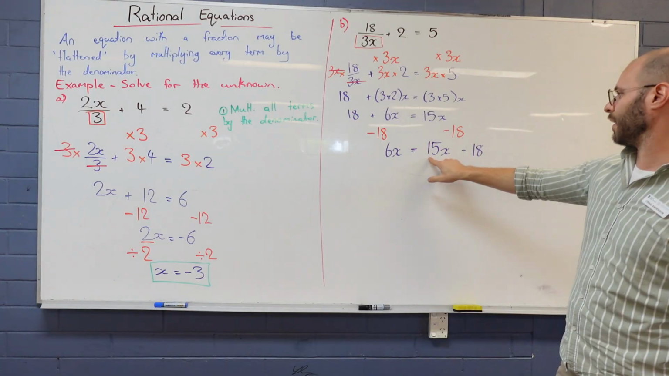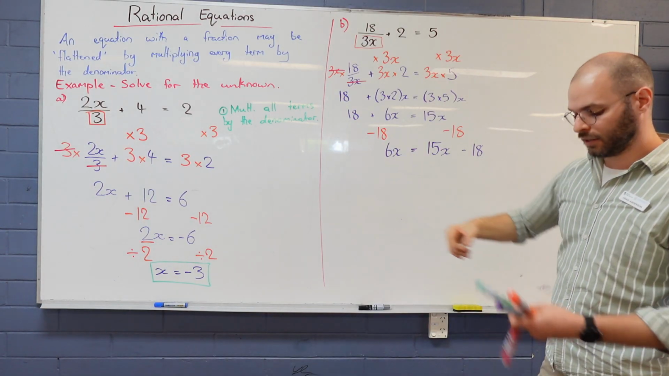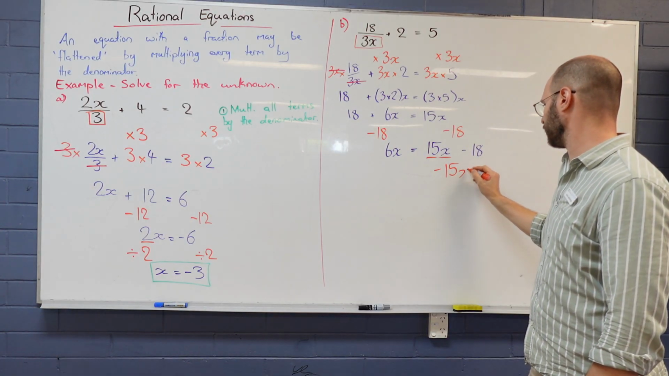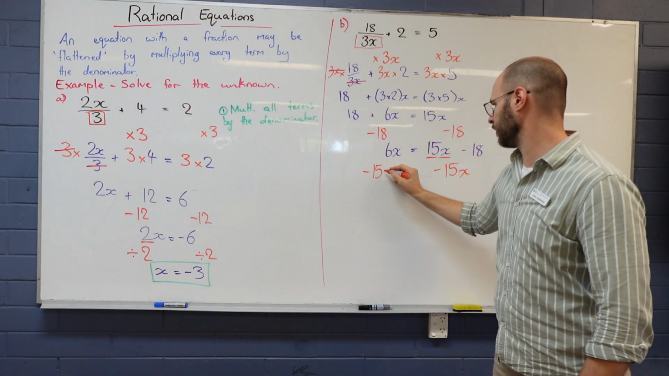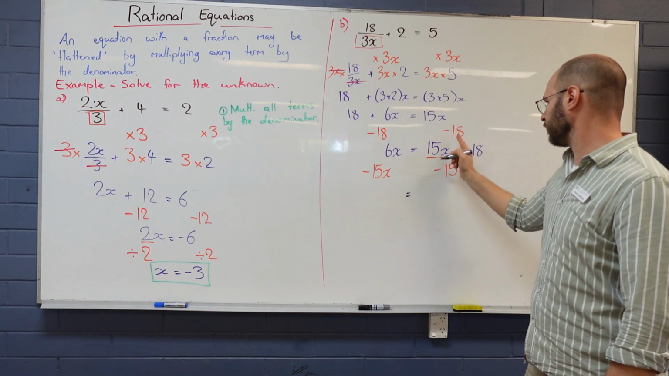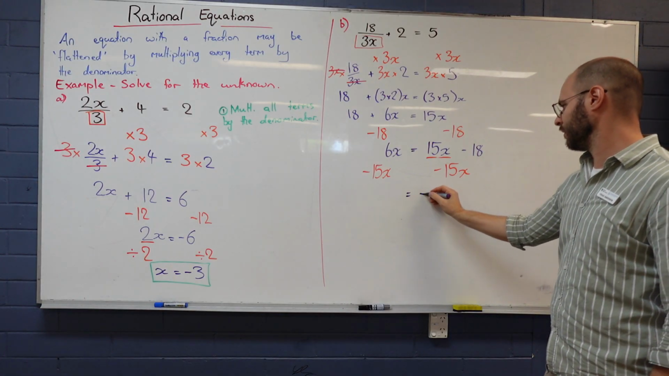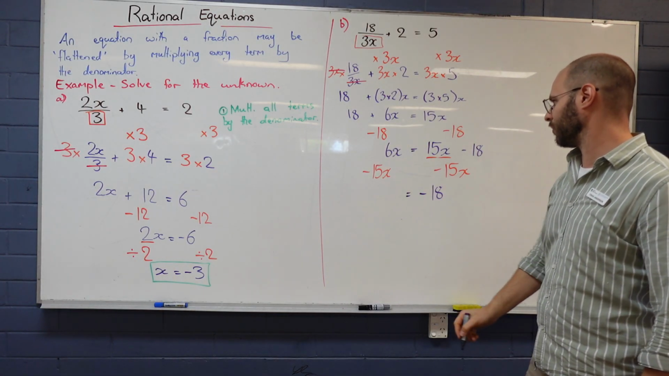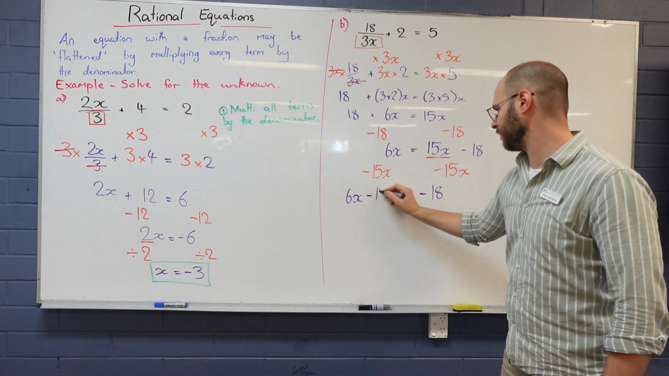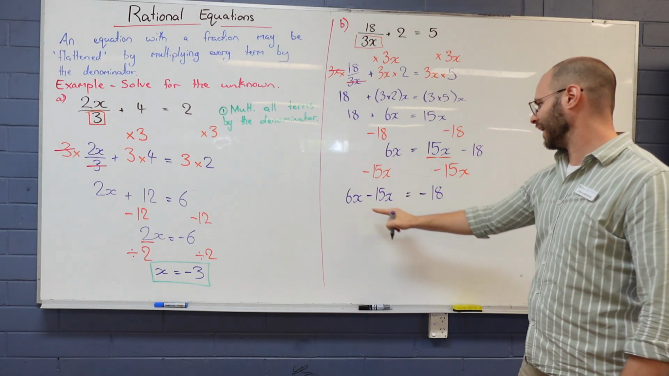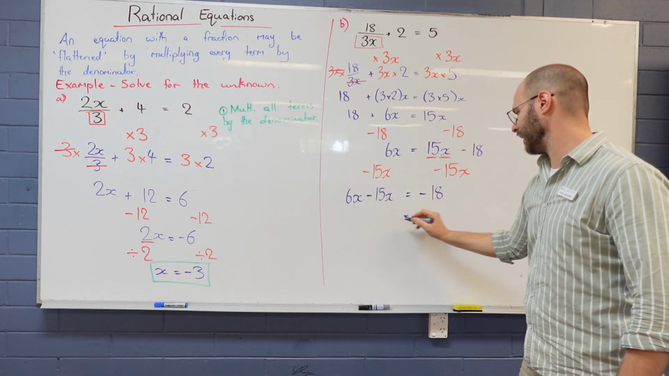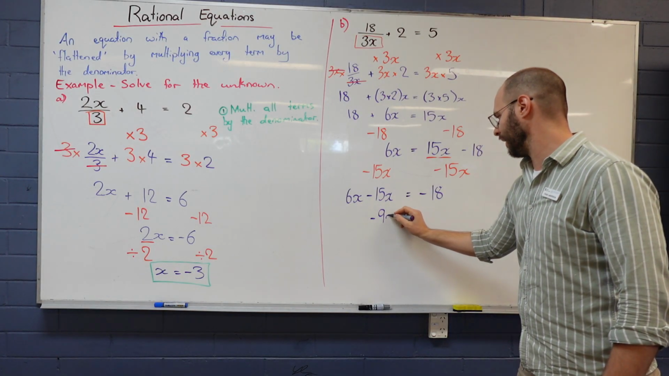Next I want to move my variable terms to the left. To do this, I'm going to subtract 15x's from both sides of the equation. This is going to have the result of the 15 being eliminated with this 15. I have negative 18 remaining on my right. I have 6 x's on my left, take away 15 x's. I then collect my like terms. 6 take away 15 is going to be negative 9x.